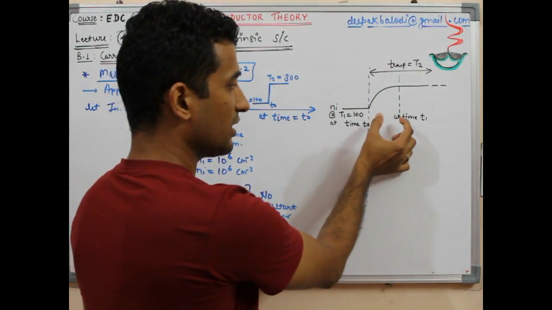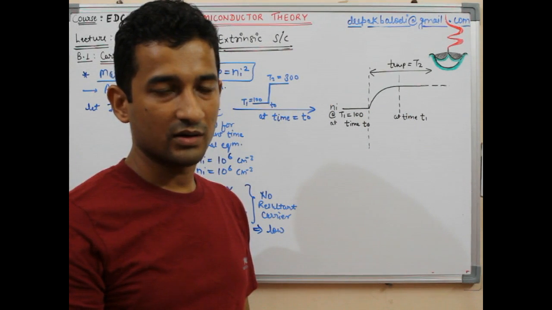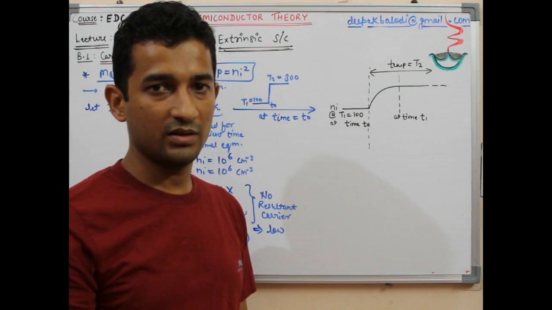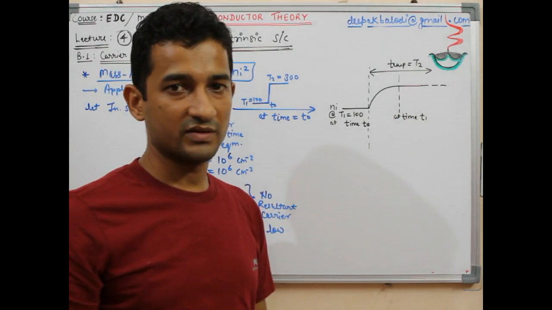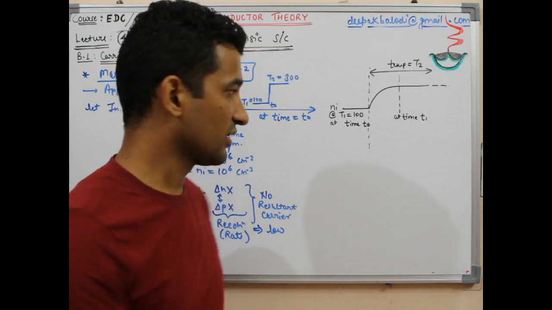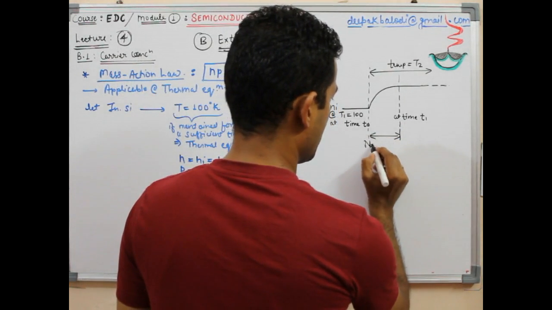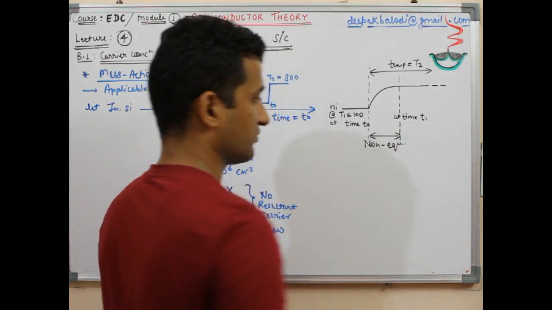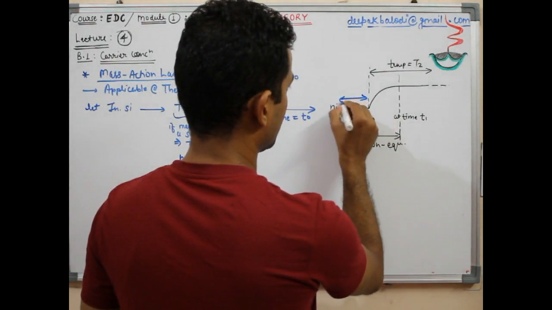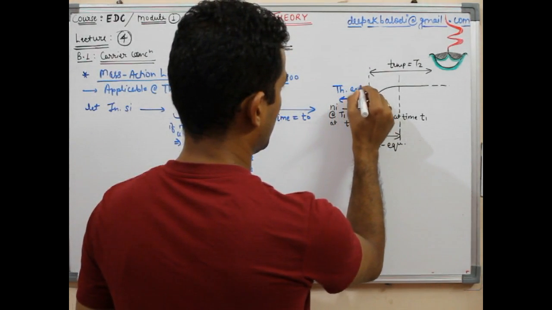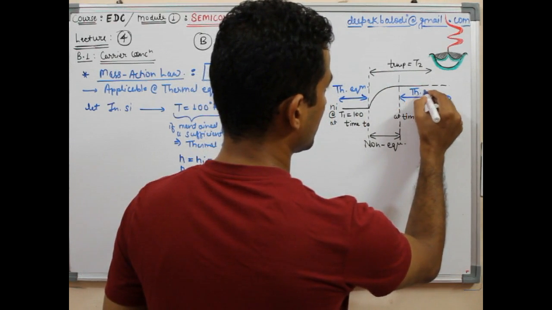But in between time T0 to T1, there will be a concentration which may not be the settled value or steady state concentration. So we say that this is not the equilibrium condition. So this time phase is non-equilibrium. And this is obviously thermal equilibrium. This, when the values have got settled, is again thermal equilibrium.